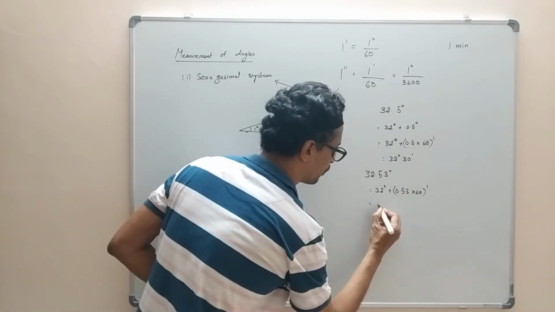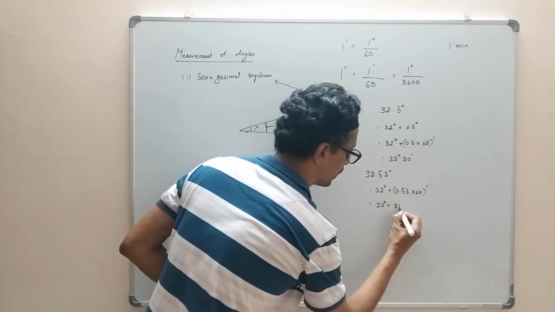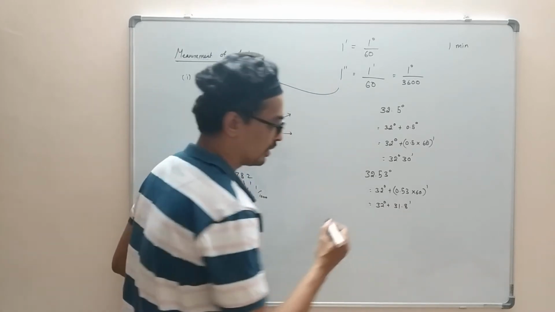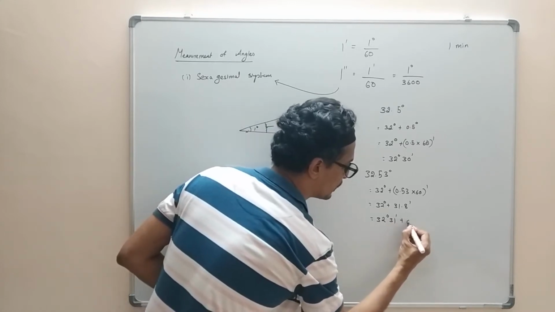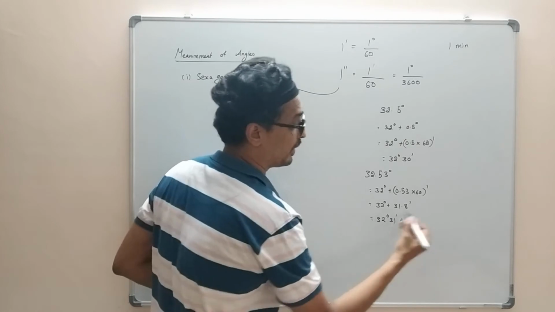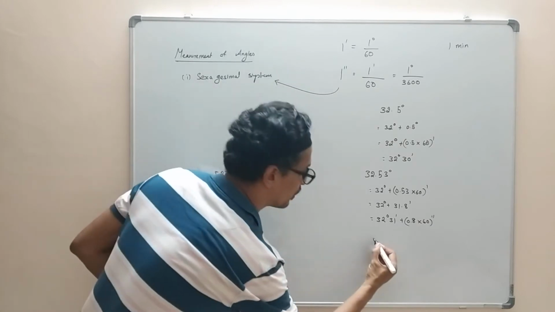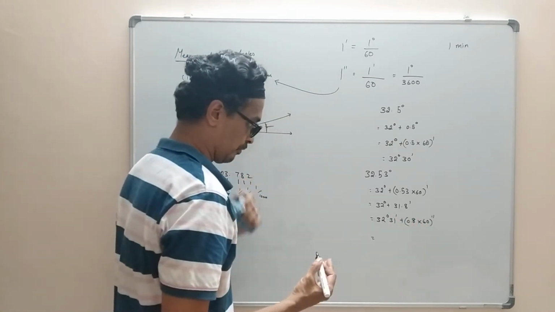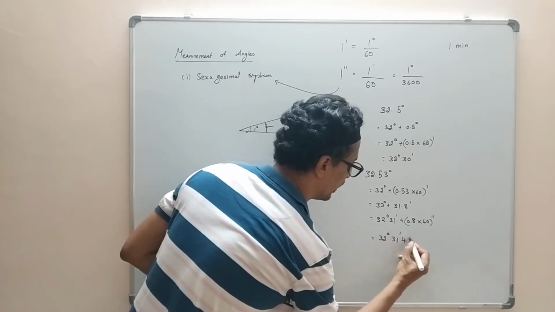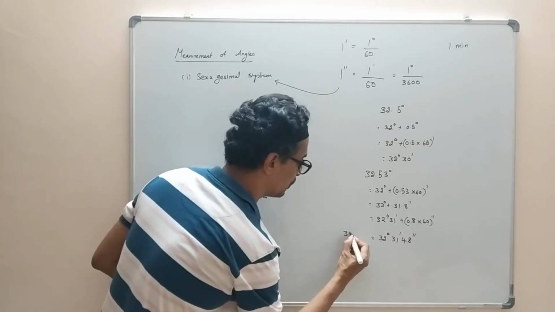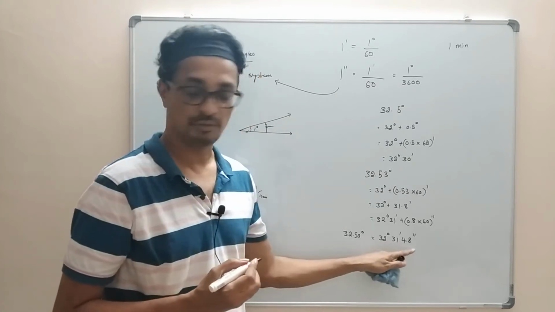So what it will be, tell me? 32 degree plus 31.8 minutes. Or I can write it as 32 degree 31 minutes plus 0.8 minutes, right? I want to write it in seconds, so you multiply by 60 seconds. So what this will be, tell me? 32 degrees, 31 minutes, 48 seconds. So 32.53 degree is equal to 32 degree 31 minutes and 48 seconds.